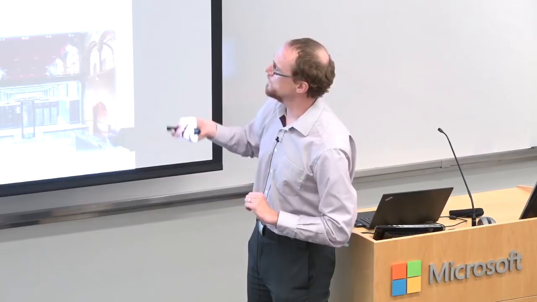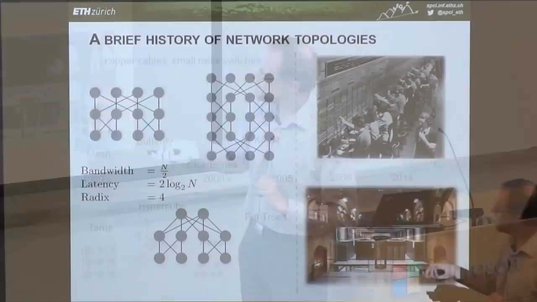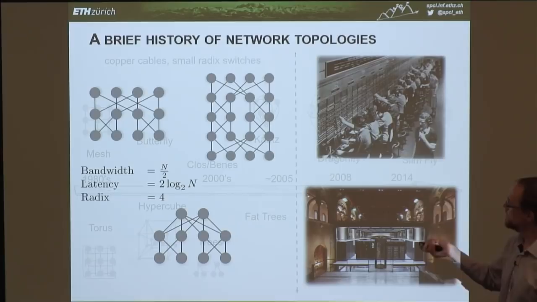So this is a Clos network, this is a fat tree network, this is a folded Clos network, but they all have the same principle. The idea is that they have a fixed radix, and then they grow multiple layers with this fixed radix, which gives us a 2 log n latency, right? And that also gives us full bandwidth in that particular case. So that's somewhat the dream topology.